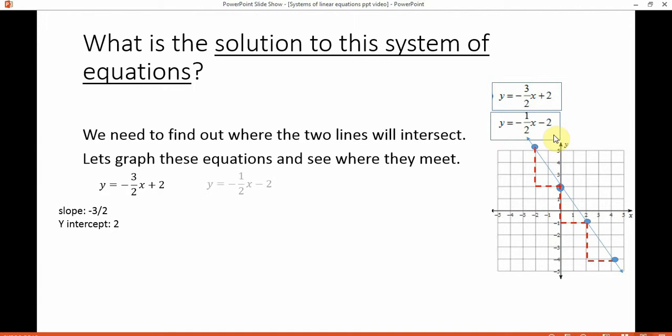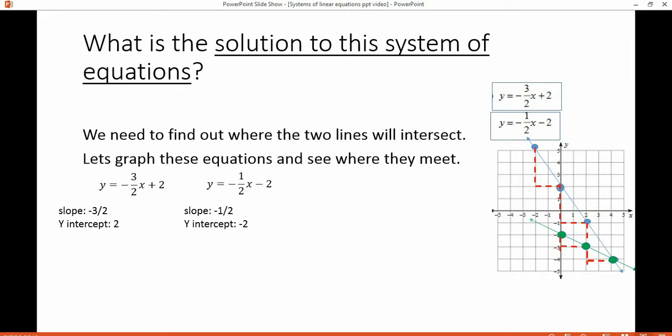Second equation, y equals negative half x minus 2. This is also in slope-intercept form. Once again, I know this because y is by itself right here, and because it's in slope-intercept form, I can see that my slope is negative 1/2 and my y-intercept is negative 2. That means I'm going to put my first point on negative 2. And I'm going to go down 1, over 2. Down 1, over 2.